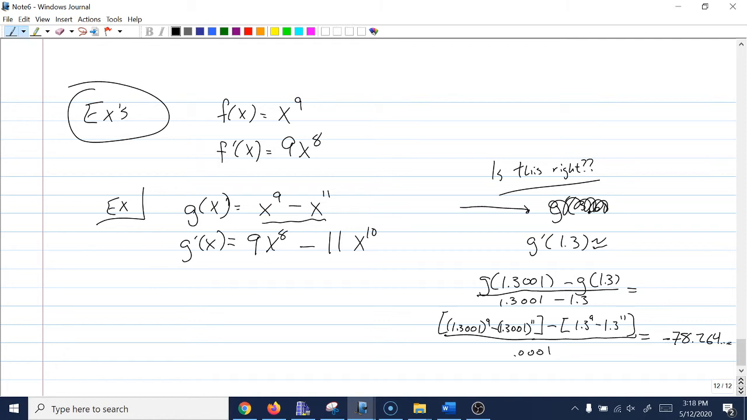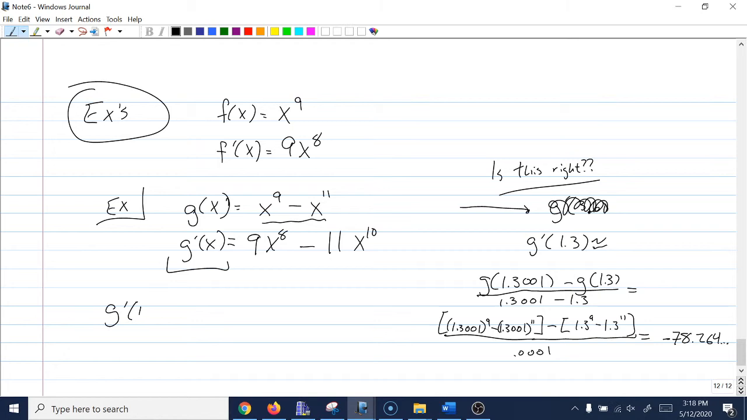I could do this a few more times and feel like I have more digits of accuracy. I think the derivative is somewhere around negative 78. I don't really know how many digits of this are accurate. These were really big numbers, so maybe this isn't that accurate. But, allegedly, this is a formula for all of g prime.